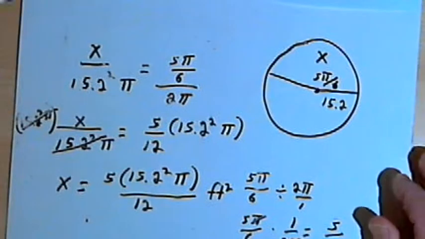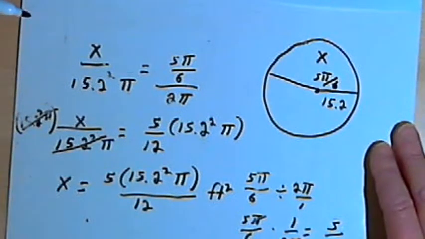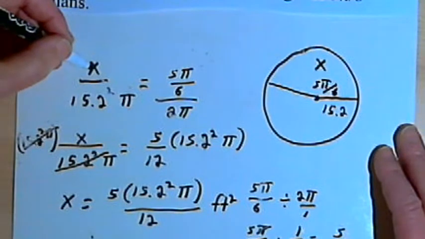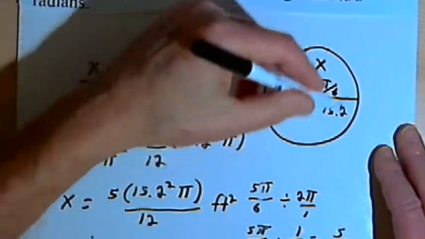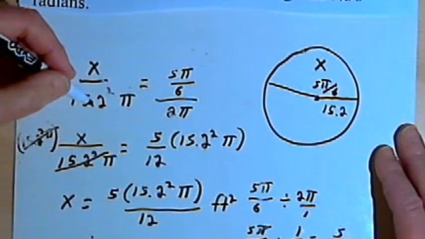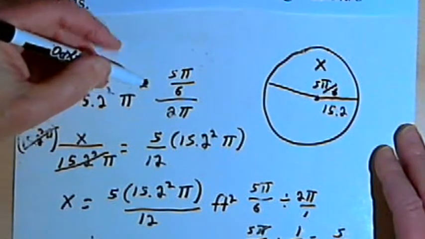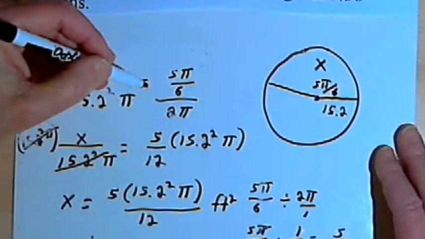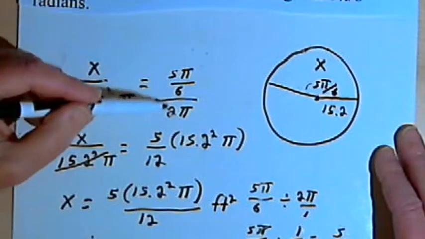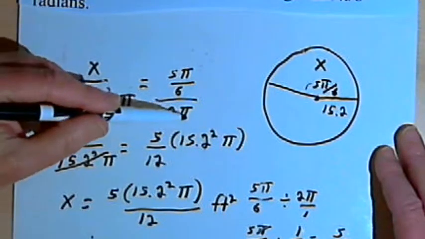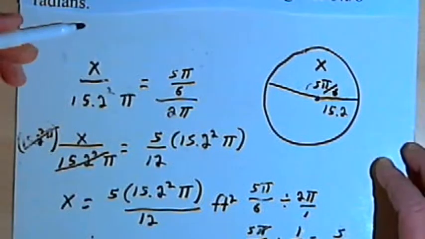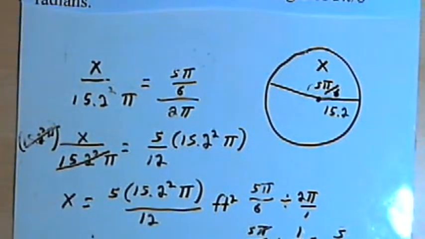Okay? So for both of these problems, we did exactly the same thing. We called the size of the sector x, and we divided that by the area of the entire circle using the formula pi r squared. And we set that equal to a second fraction in which we had the central angle as the numerator, and then as the denominator either 2 pi if we're dealing with radians, or 360 if we're dealing with degrees. Okay? And that's about it.